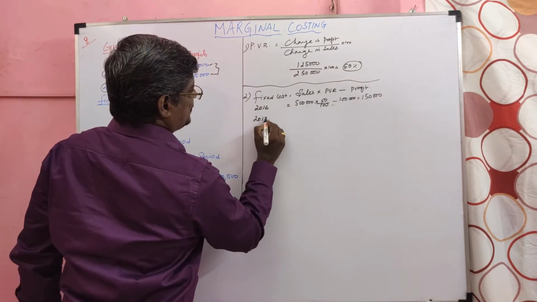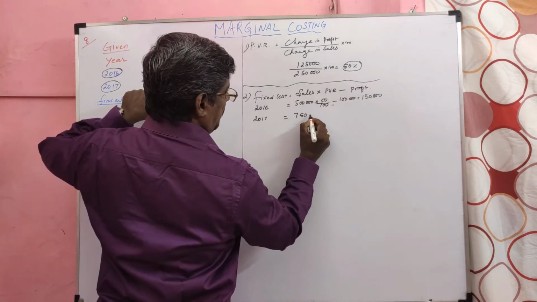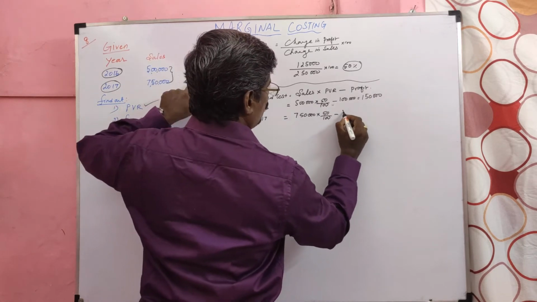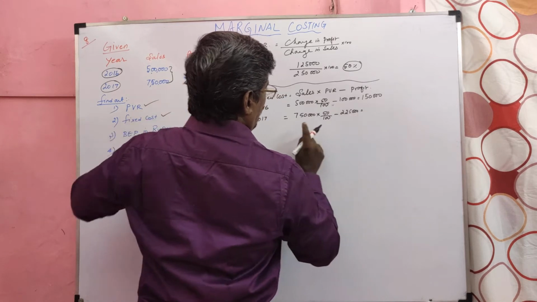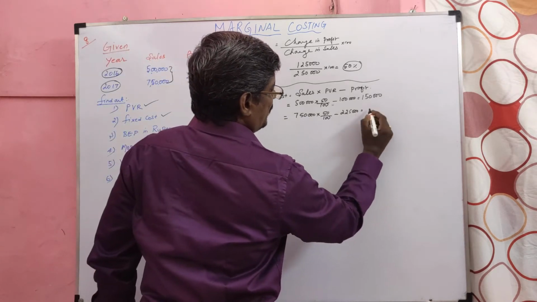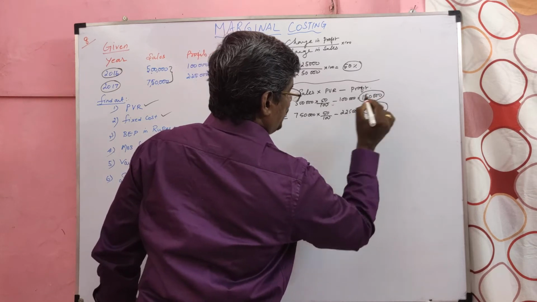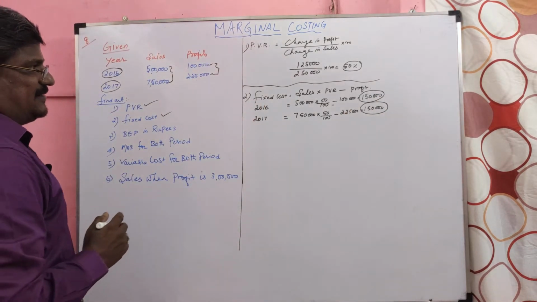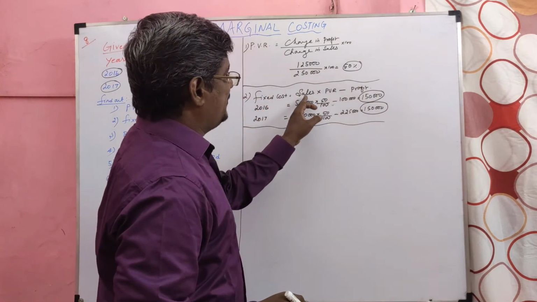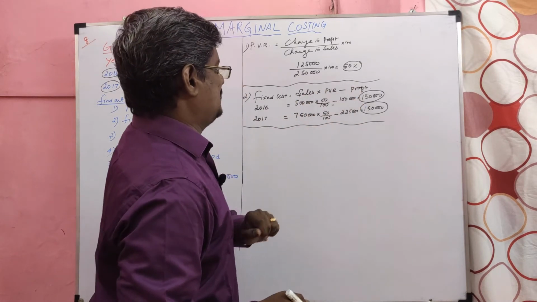Then I am going to calculate fixed cost for 2017. Sales is 7 lakh 50,000, PVR 50%, profit in that year 2 lakh 25,000. 7 lakh 50,000 into 50% is 3 lakh 75,000, minus 2 lakh 25,000 equals 1 lakh 50,000. The fixed cost should be the same for both years. Then only our answer is correct. Once again I am repeating, the formula is sales into PVR minus profit. If loss is given, sales into PVR plus loss.